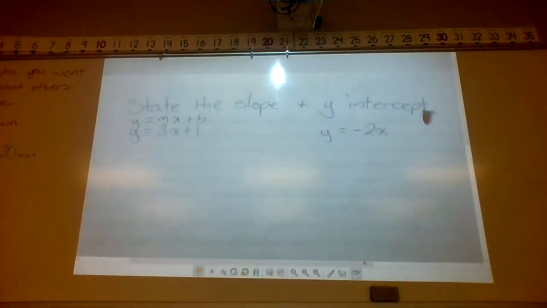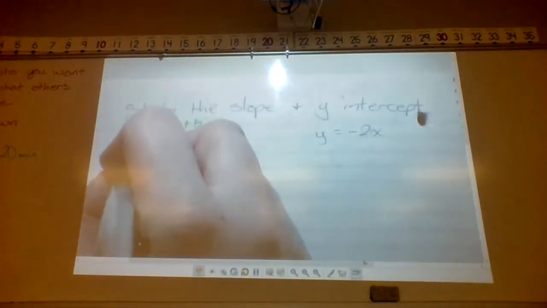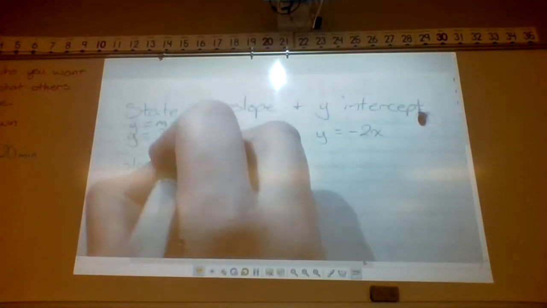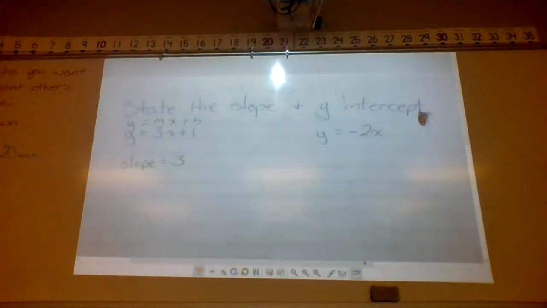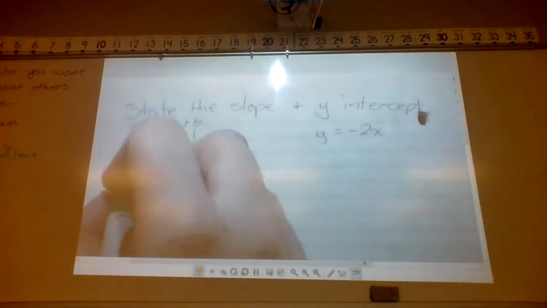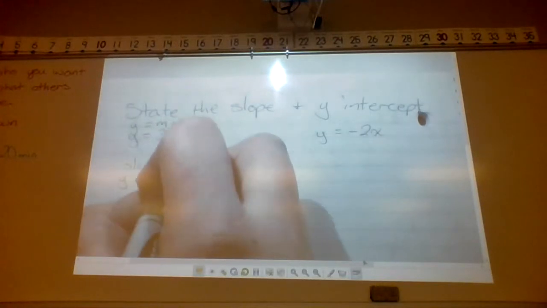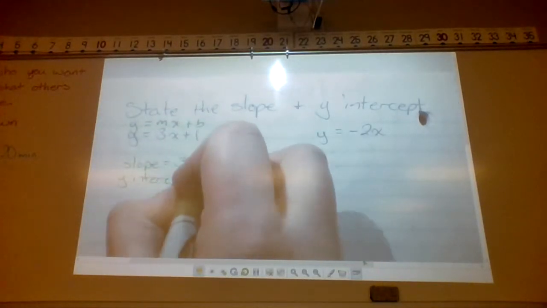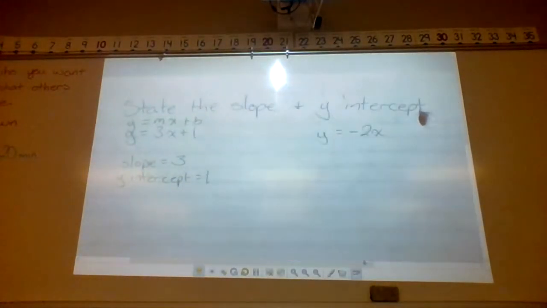What does m stand for? Slope. M stands for slope. So guess what the slope is? 3. What does b stand for? Y-intercept. So what is y-intercept? We don't have to worry about x-intercept for slope-intercept form, because the slope will tell us how to get to that x-intercept.